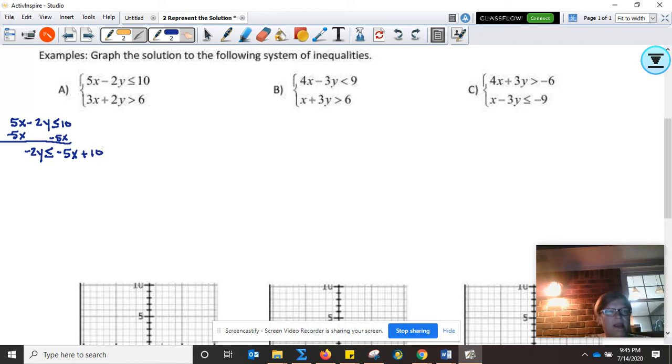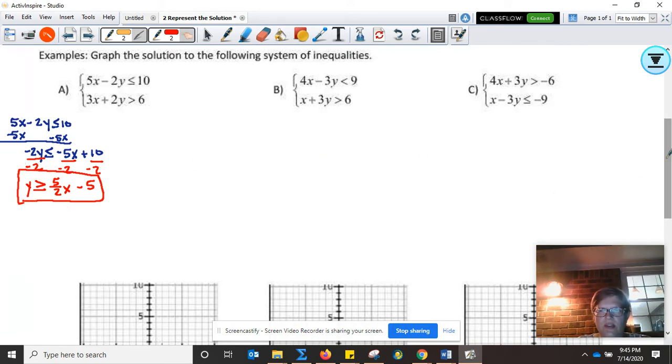Okay, and we want to get y by itself, so I'm going to divide both sides by negative 2. I'm going to divide every single term. That'll make it easier. Y, and since I divided by a negative, I need to reverse my inequality. So it's going to be greater than or equal to, negative divided by a negative is positive, 5 halves x minus 5. And that's my equation for my first graph.